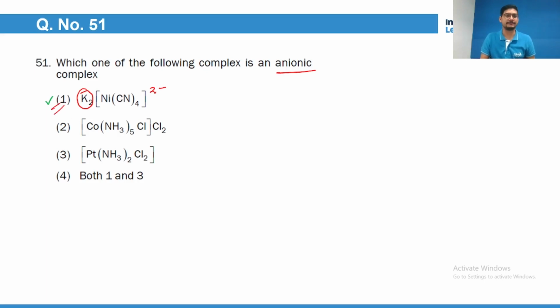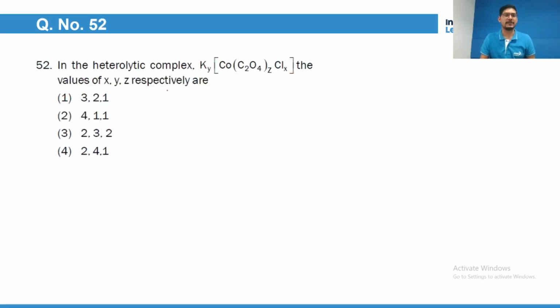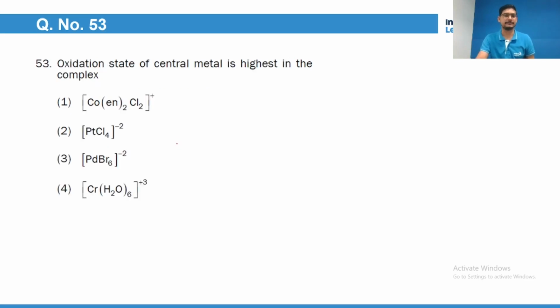the correct answer. In the heteroleptic complex, K_x[Co(C2O4)_y Cl_z], C2O4 is oxalate. The values of X, Y, Z respectively are 2, 3, 2. Of course, you can check that out using the charge balance condition, right? So you can find out the values which will fit in this.